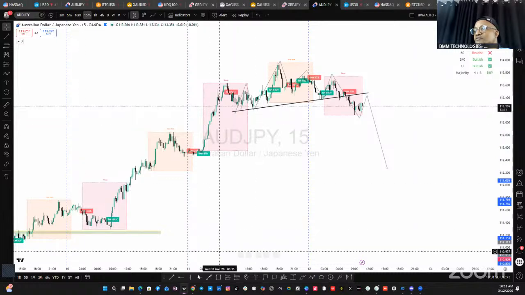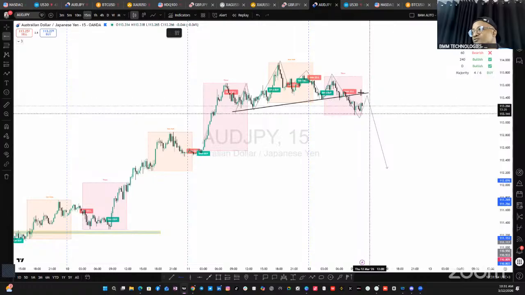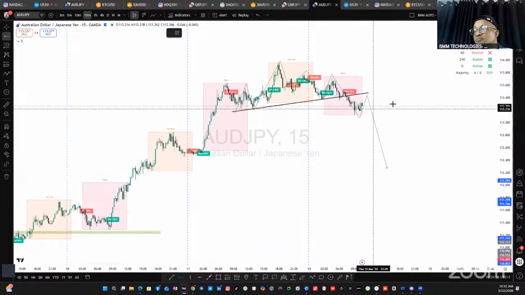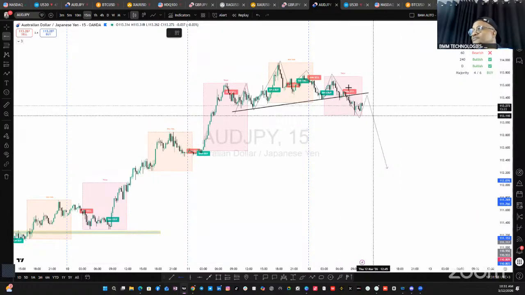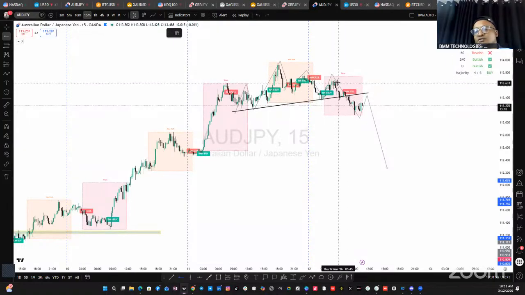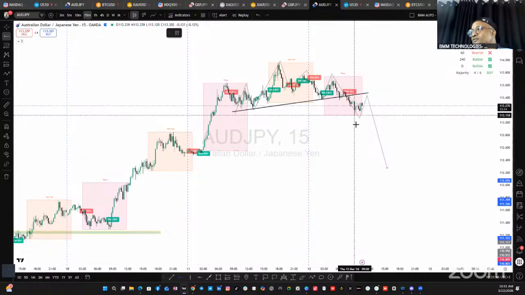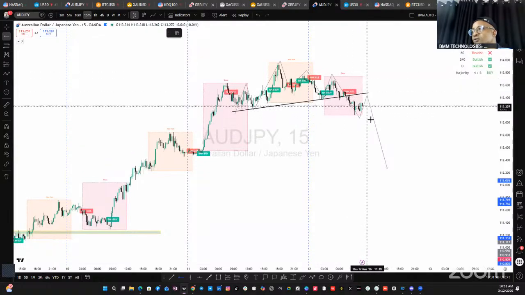So the first area which you can look at is just 1:2. When a sell comes on the AUD JPY, you can take it. So you have a sell here, basically from Asian session until around here, we have a sell. So 1:2 will be good.